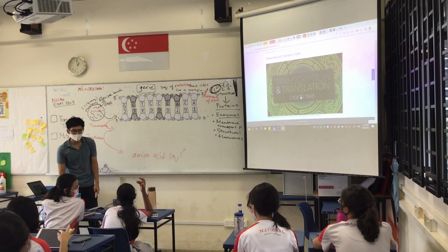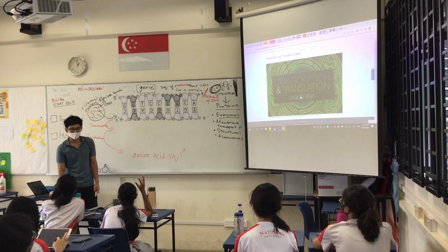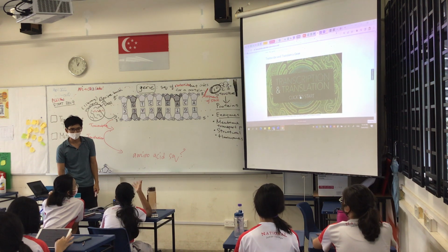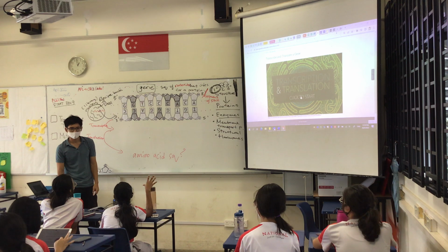Yes. So if you have a cell and then it has like different cells, for example, your eye cell and your blood cell, and they have the same type of DNA.